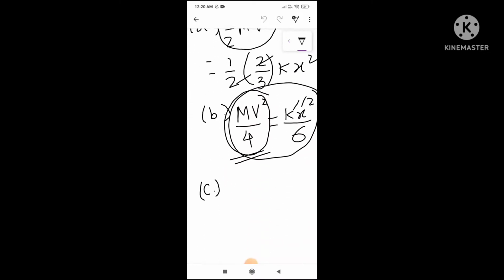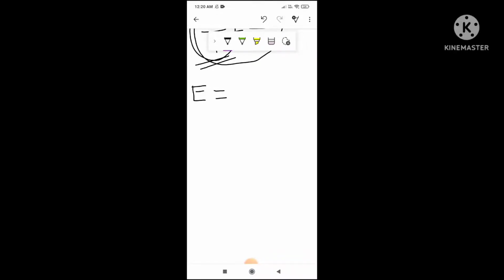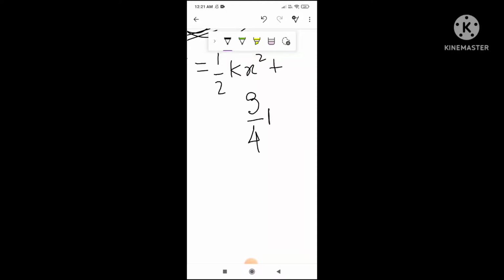Now this is the part C, where I can show you how we use the energy method to solve these SHM problems. The total energy is half kx square plus, now I am writing the total kinetic energy. The total kinetic energy means the rotational kinetic energy plus the translational kinetic energy, right, which is 3 by 4 m v square. This is the total.